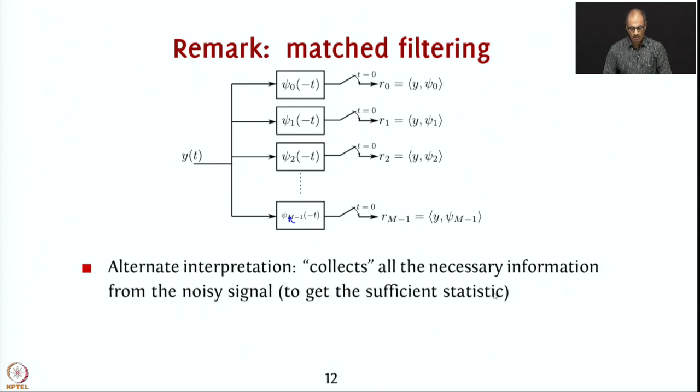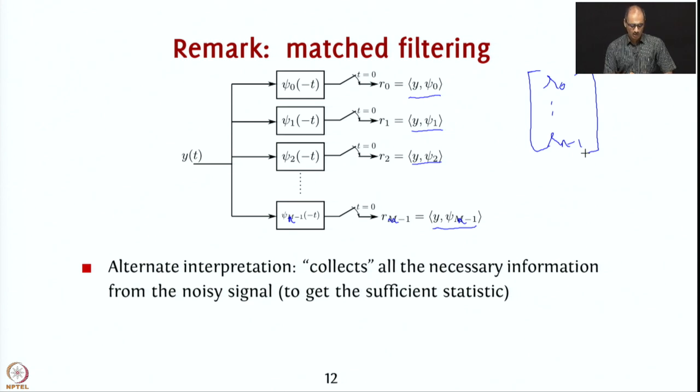So in this case you are going to get several numbers r0, r1 up to r n minus 1, which are essentially the inner products with each of the basis elements. This gives you a set of numbers which you can collate into a vector r0 through r n minus 1, and this vector is all that you are going to need to make an optimal decision. Why? Because even though the part of y of t which is noise is not fully captured along psi 0 to psi n minus 1, it is irrelevant to your decision making.